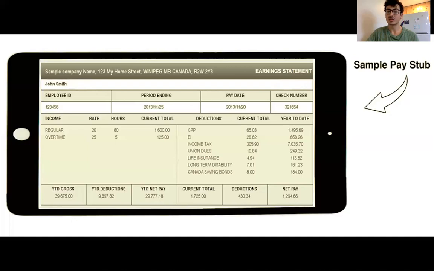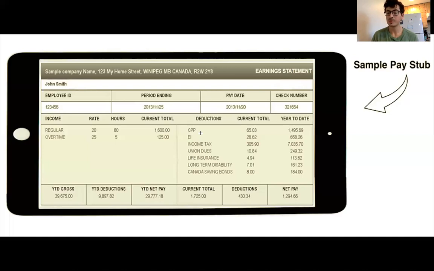So let's look at some of the deductions now. The first one is CPP. This is Canada Pension Plan. Everybody pays into the Canadian pension plan, and when you retire, you are entitled to an amount of money each month based on how much you paid into it. So the more you work, the more money you pay into your Canadian pension plan, the more money you get each month when you retire.